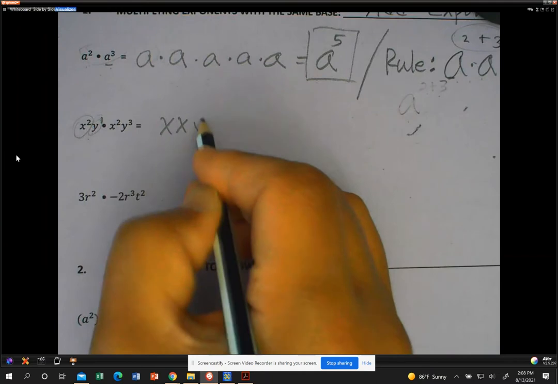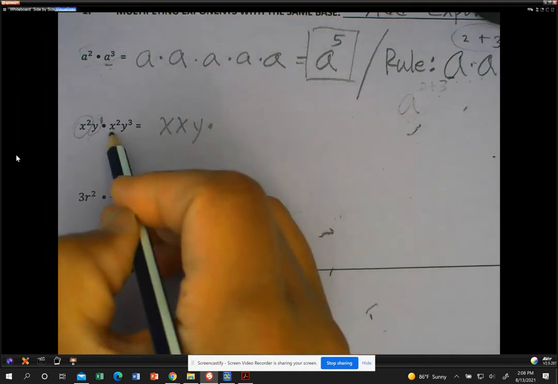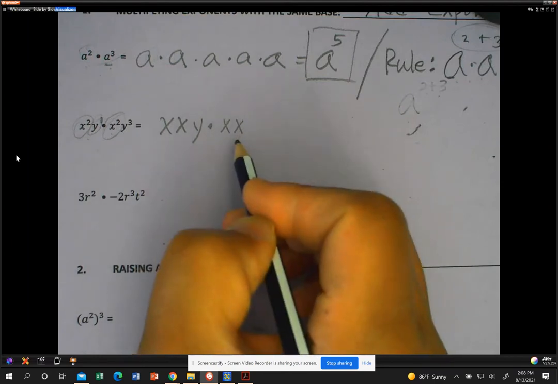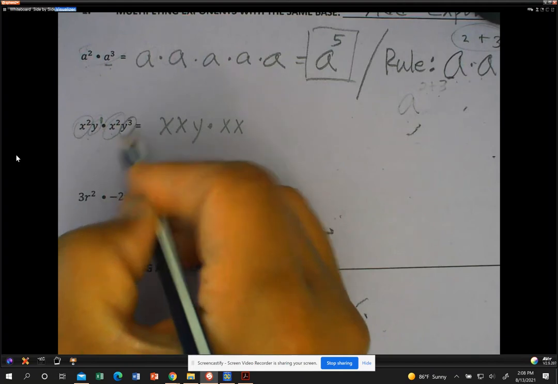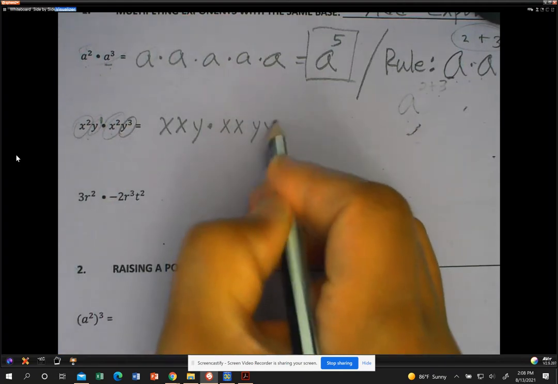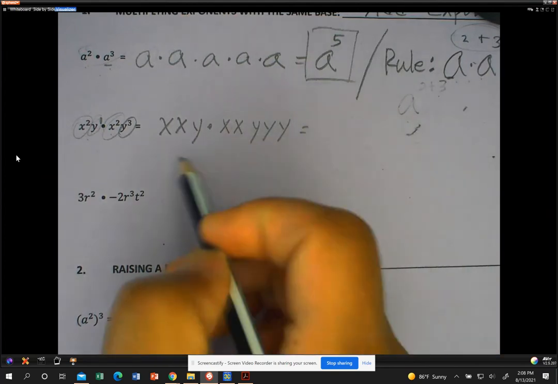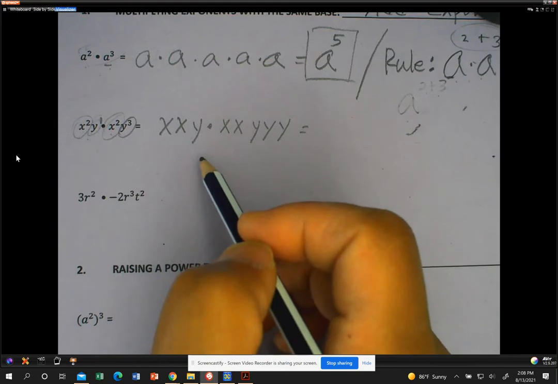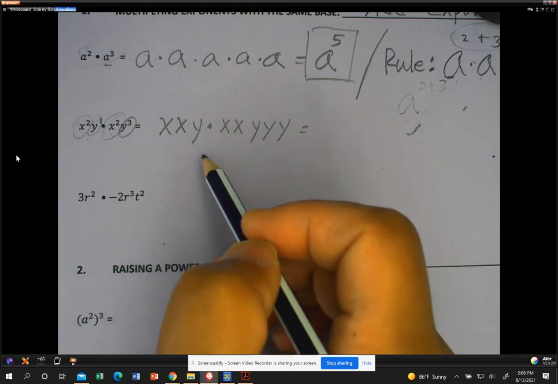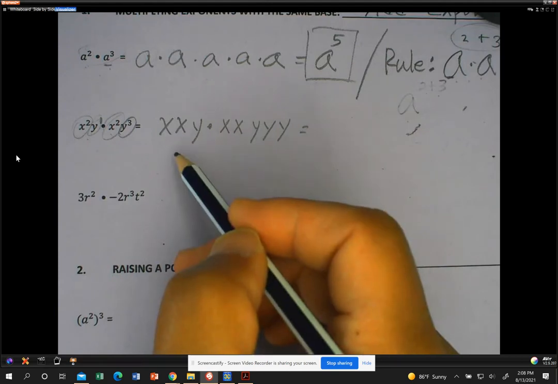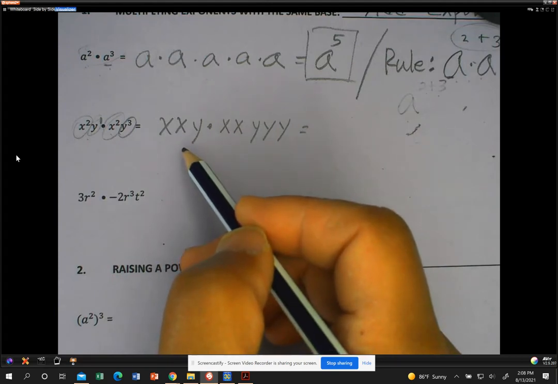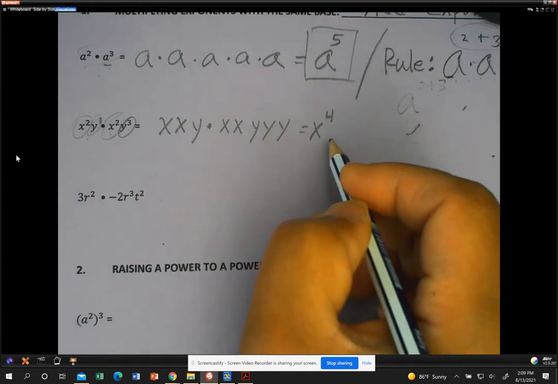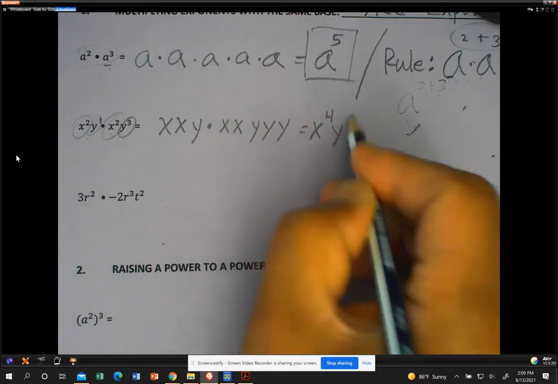So this is y times, and then next you can see that this is x squared, so this is x and x. You can expand it out again, and then we have y to the third, which is y, y, and y. You want to go in alphabetical order, so you can see all the x's. How many x's do you have in total? 4. So this is x to the 4th. And how many y's do you see in total? 4, so y to the 4th. So this will be your answer.